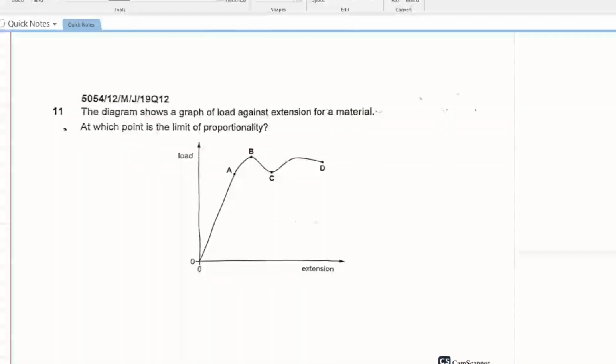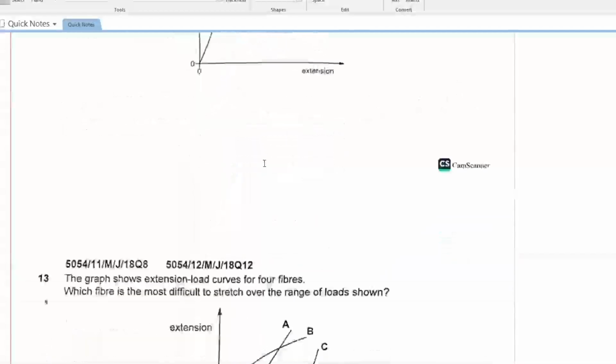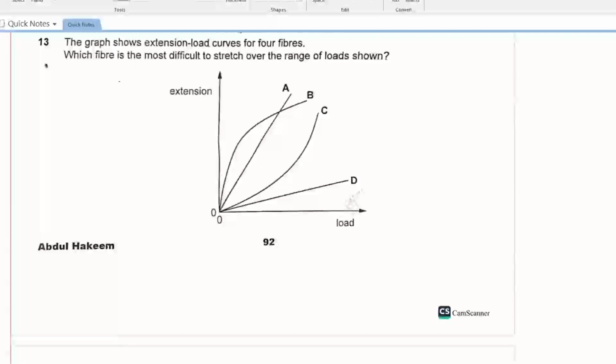The diagram shows a graph of load versus extension. Which point is the limit of proportionality? A. Very easy to visualize. After A, the graph starts to curve. Let's see this. The graph shows extension load curves for 4 fibers. Which fiber is the most difficult to stretch?